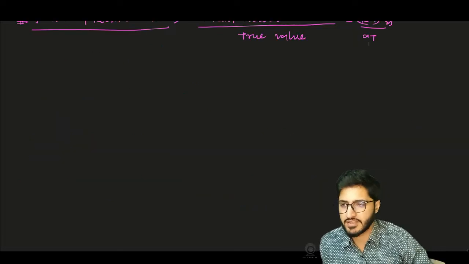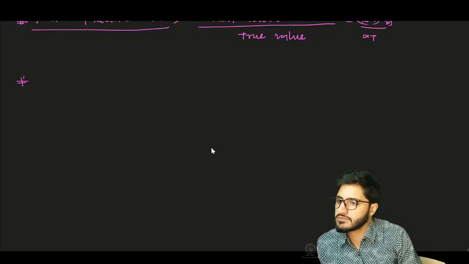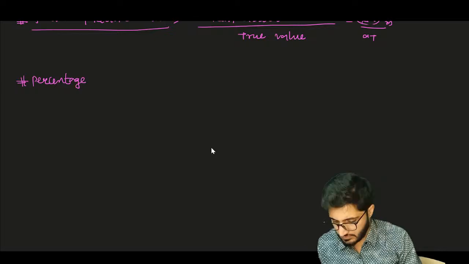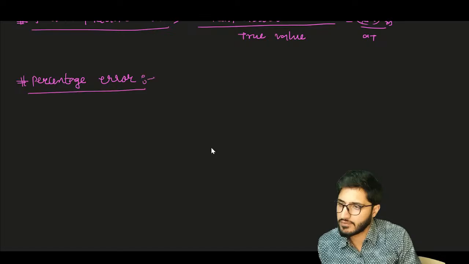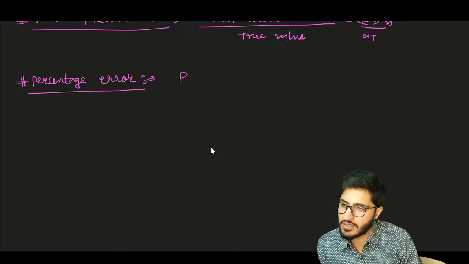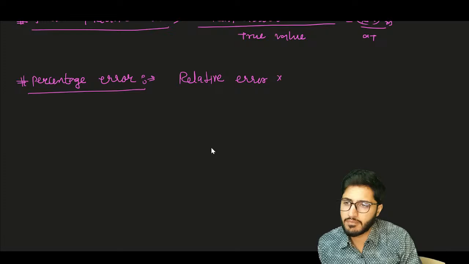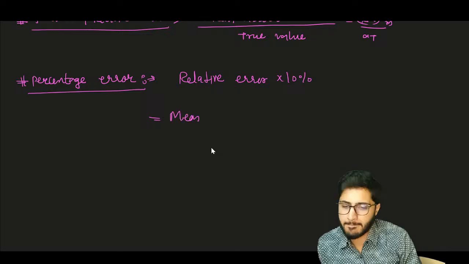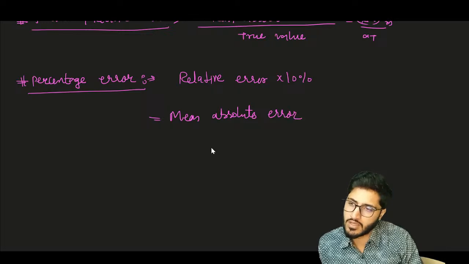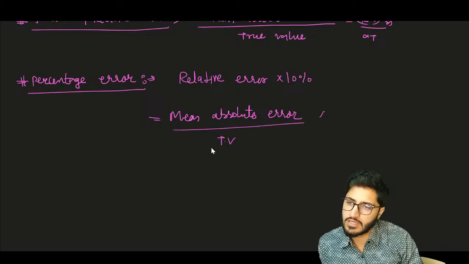Then we are having percentage error. Percentage error means relative error multiplied by 100%, or mean absolute error whole divided by true value into 100%. Here we are having 100%, not 10.